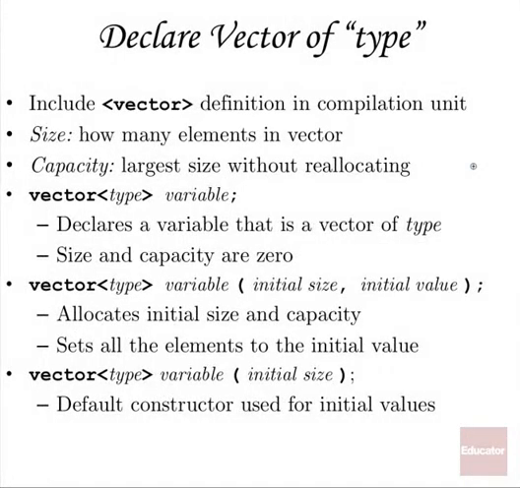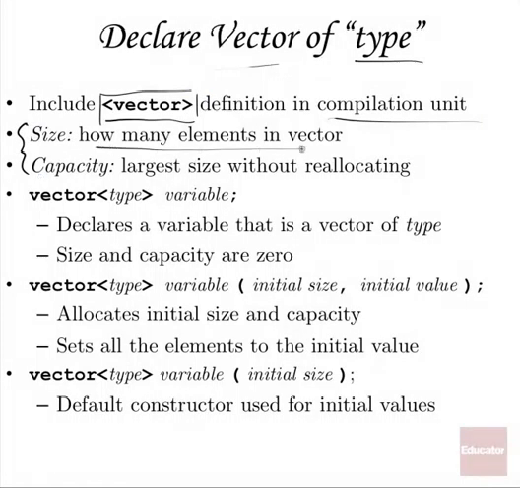So, the way we declare a vector of a specific type. That type can be a standard type like int, double. It can be a structured type. It can be a class type. So you do have to include the vector definition in your compilation unit in order to use vectors. Now there's a couple of concepts we need to look at. There's a size and there's a capacity. The size is how many elements are currently in the vector. The capacity is the largest size that can be put into the vector without requiring a reallocation.